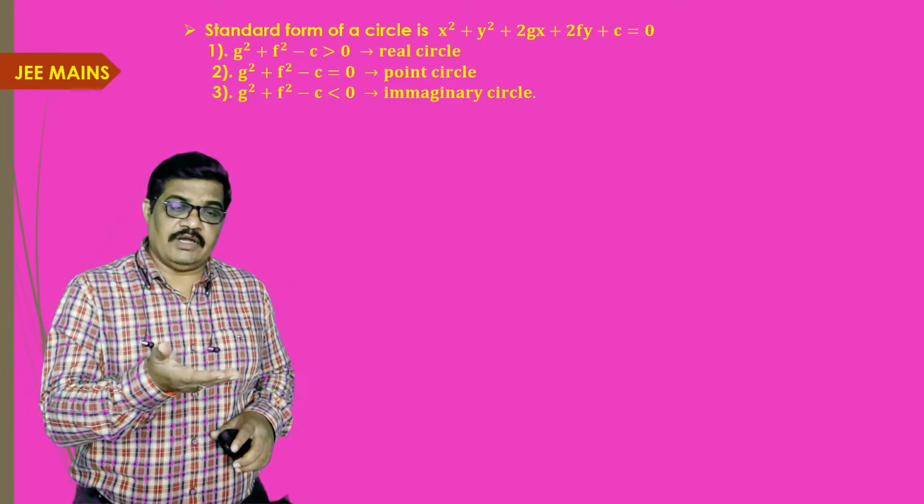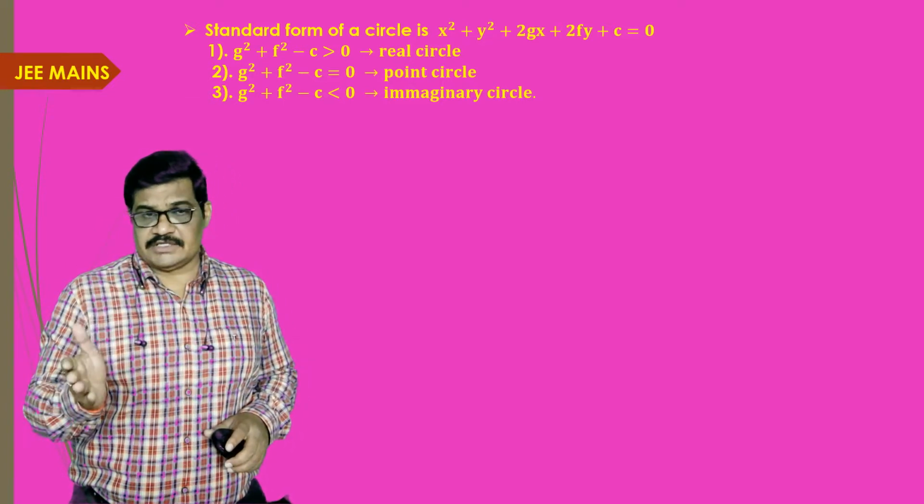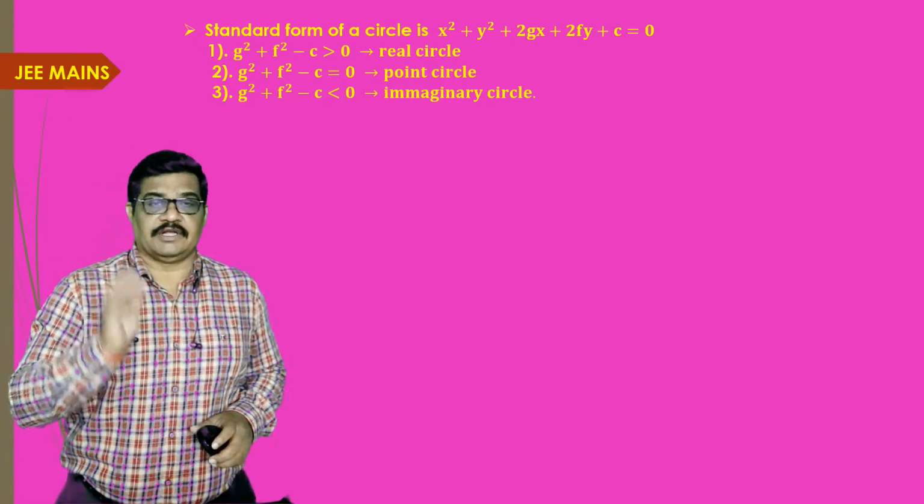If it is a positive value, then it is a real circle. If it is a negative value, it is an imaginary circle. If it is 0, then it is a point circle.